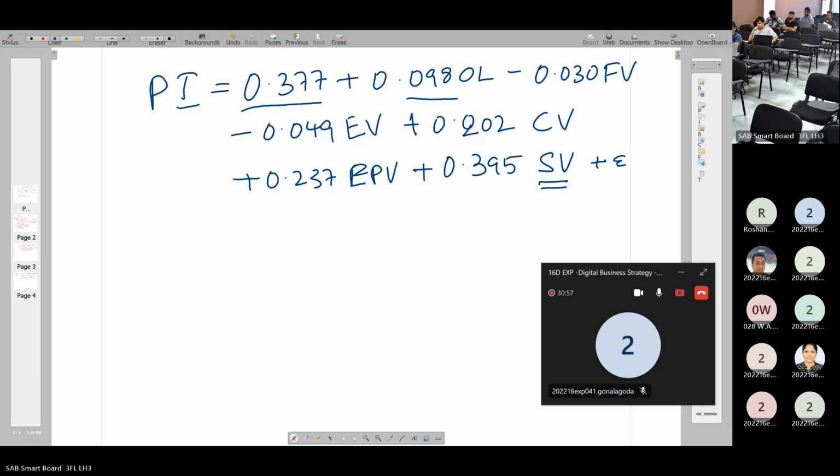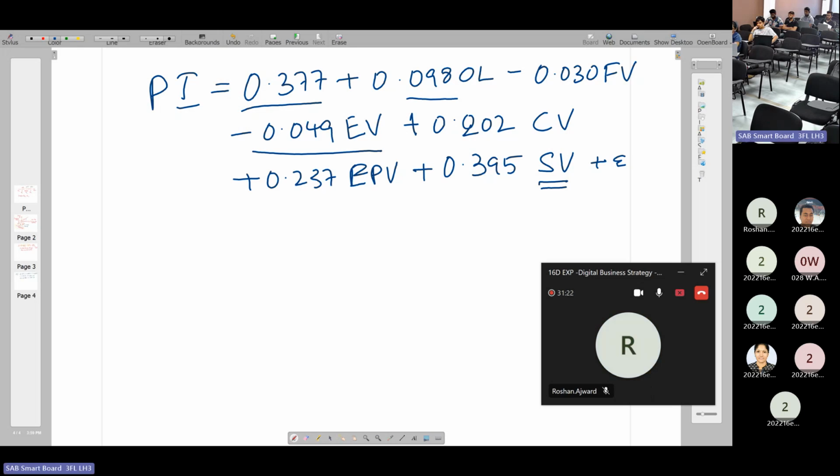How can you interpret this one? Which is the weight value for emotional value? If you increase one Likert scale in the emotional value, what will happen to your purchasing intention? It will go down by 0.049. So it goes down, why? It has a negative relation.